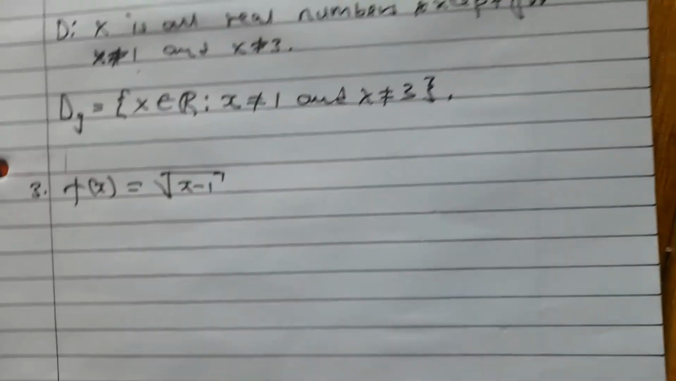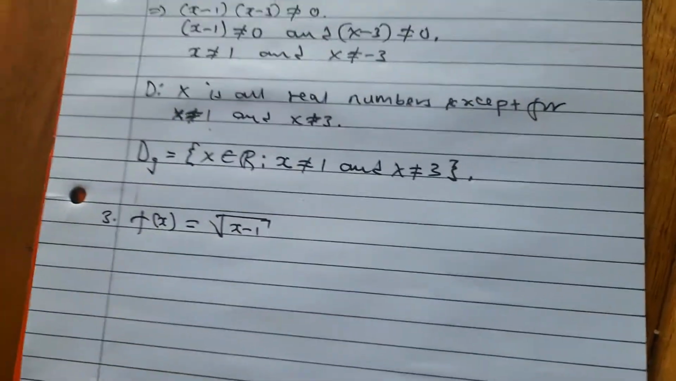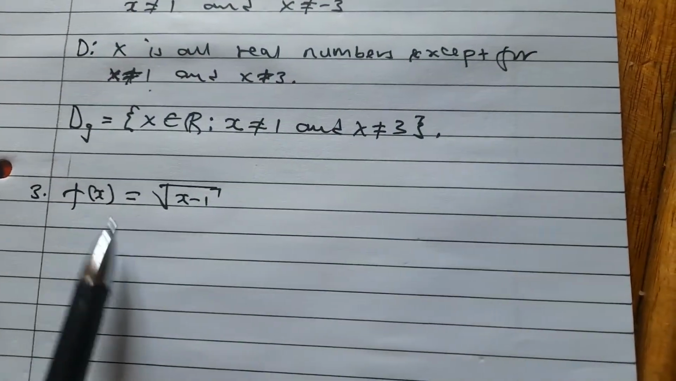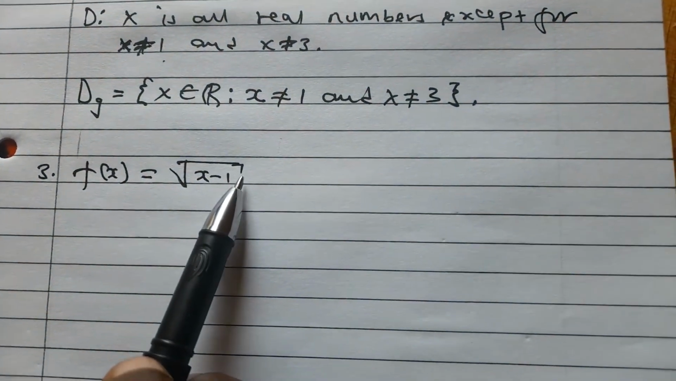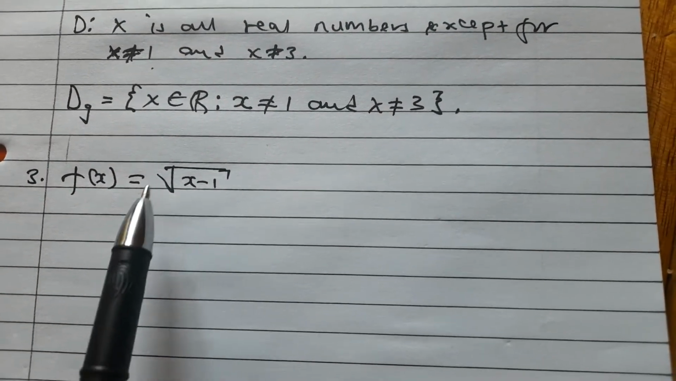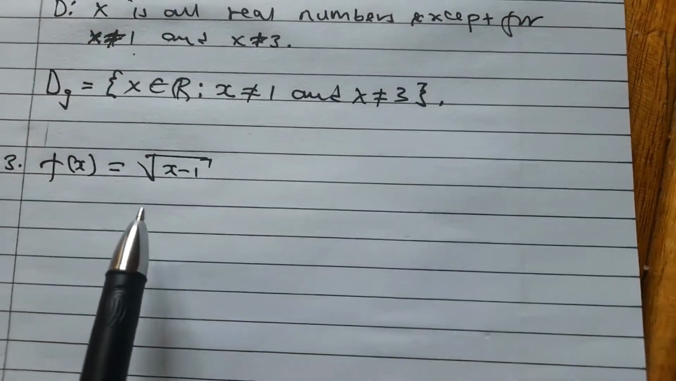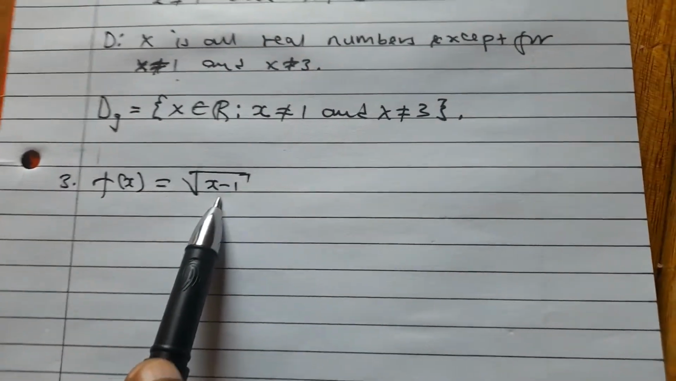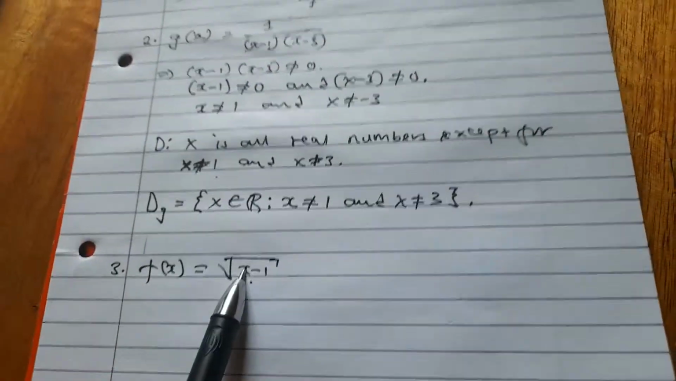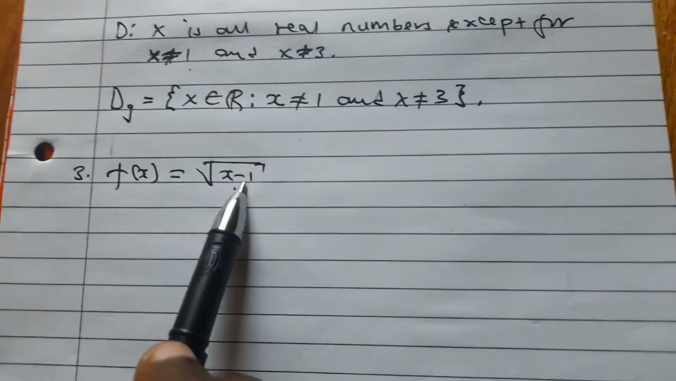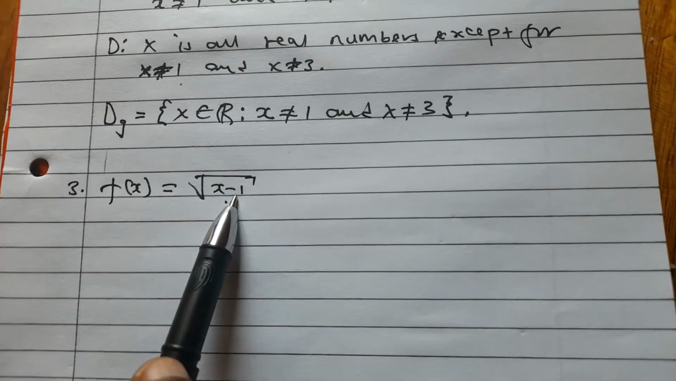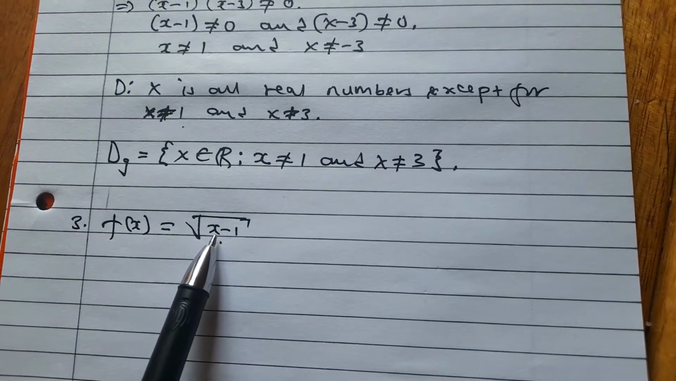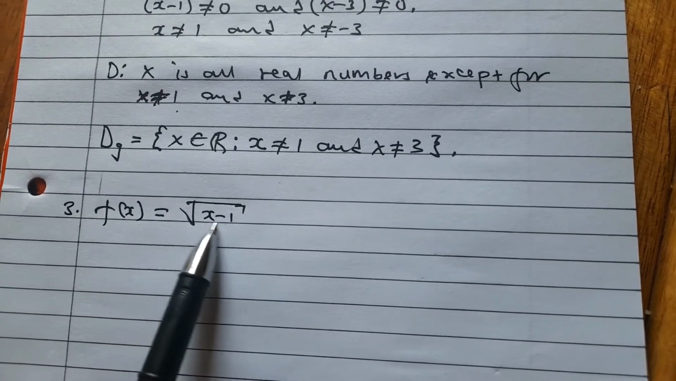Now you realize in the real number system, we can actually determine the square root of only positive numbers. So this means that our function is defined when we work out x minus 1 and it is giving us a positive number. But the moment we get a negative number, it means that our function is not defined.